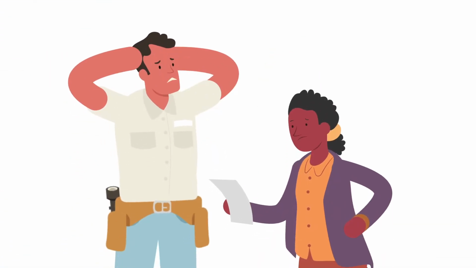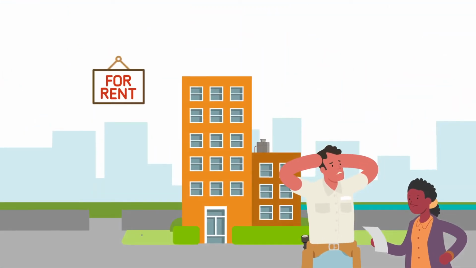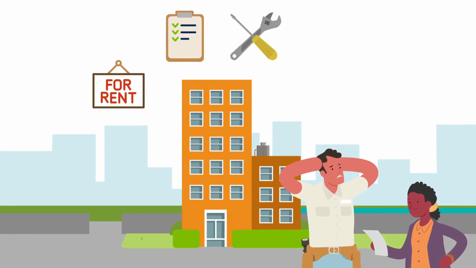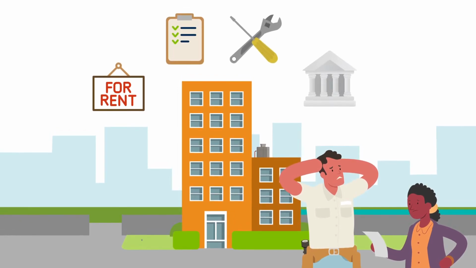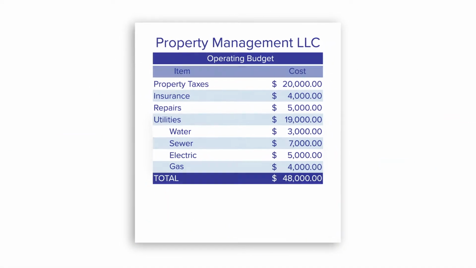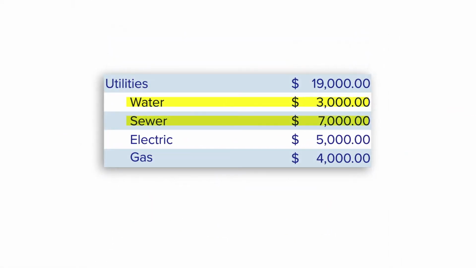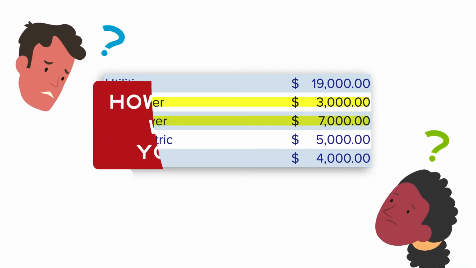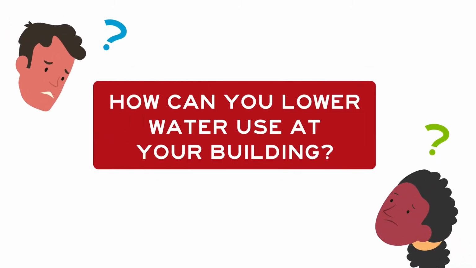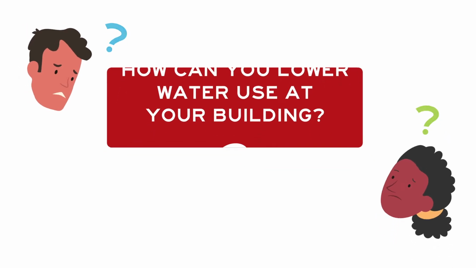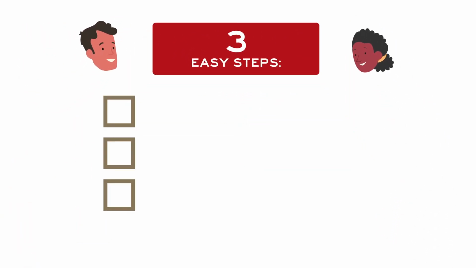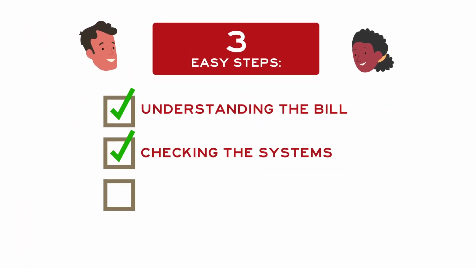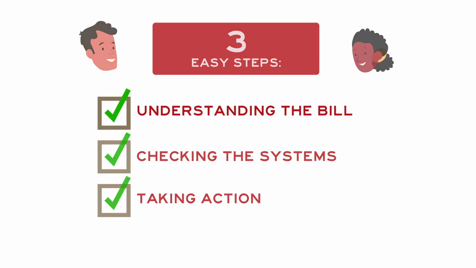People in property management deal with a lot: rents, inspections, maintenance, and regulations, to name a few. When it comes to budgets, water and sewer bills are the biggest utility expense and a high percentage of a property's operating cost. So, how can you lower water use at your building? In 3 easy steps: understanding the bill, checking the systems, and taking water-saving actions.